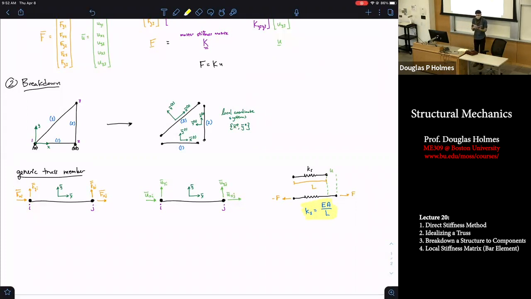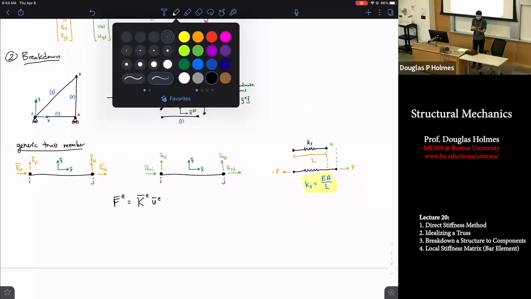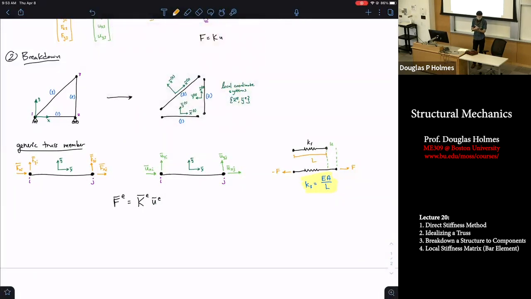Okay, so this is a simpler system. Once again, we're going to try to solve the same system of equations, which is F in local coordinates for a given element is equal to K in local coordinates for a given element times U in local coordinates for a given element. And this is simpler. We can write all this out. We have four force components, Fxi, Fyi, Fxj, Fyj. This is going to be equal to our local stiffness matrix. This is the stiffness matrix for this particular member.